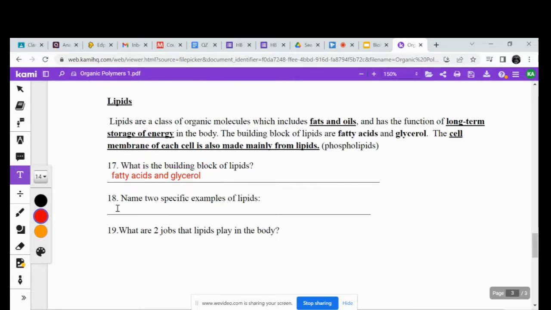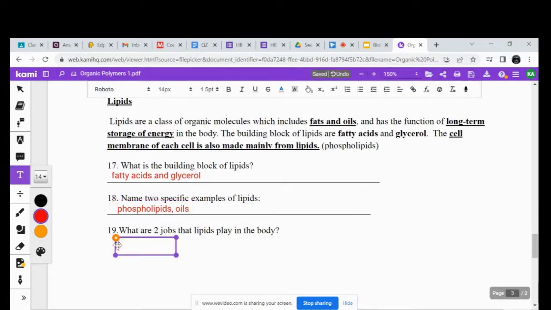Two specific examples of lipids. I don't know what it says in the thing. What does it say? It doesn't say. Well, let's go. The most important one is phospholipids. And that's what makes up your cell membrane. So the boundary around each of your billions and billions of cells in your body has a cell membrane around it, and that's made of phospholipids. Another one would be oils. So like vegetable oil, that's a type of lipid. Fats, butter, those are all lipids.